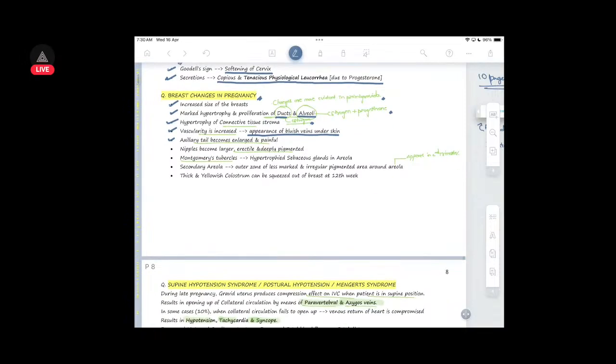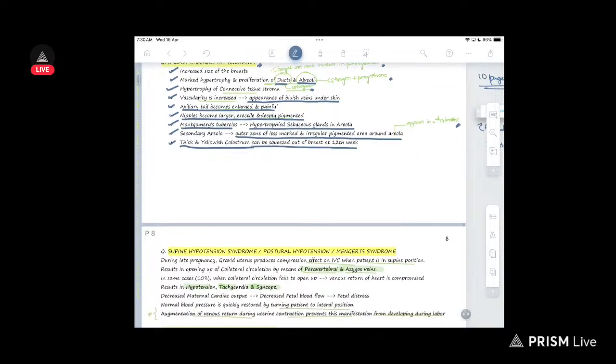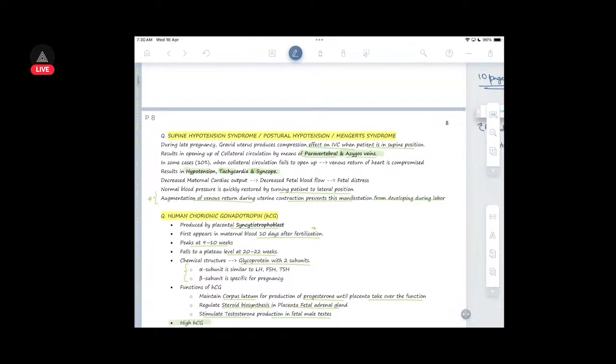Axillary tail becomes enlarged and painful. Nipple becomes larger, erectile and deeply pigmented. Montgomery tubercles, hypertrophied sebaceous glands in the areola, appear. Secondary areola: you have an outer zone of less marked and irregular pigmentation around the areola, appearing in the second trimester. Thick and yellowish colostrum can be squeezed out of the breast at the 12th week. Then you have supine hypotension syndrome or postural hypotension.